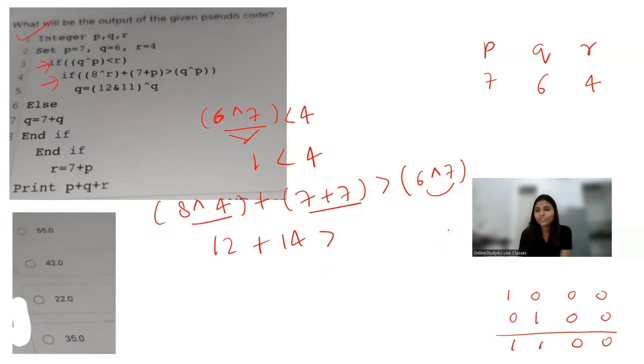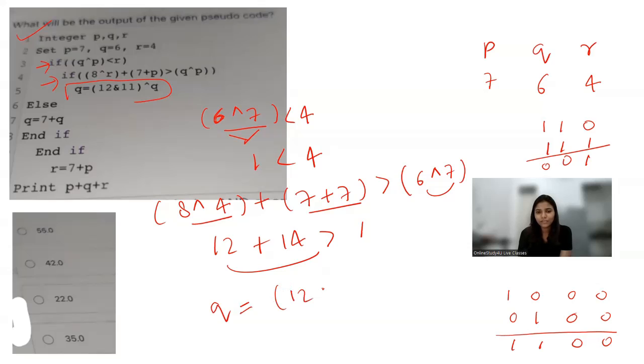So again, let's find out 6 XOR 7. 6 will be 1, 1, 0 and 7 will be 1, 1, 1. So the XOR will be 0, 0, 1. So it will be 1 and the rest are 0. So it will become 1. So yes, for sure, it will be greater than 1. So this condition is true. We will update the value of Q. Right? So let's update the value of Q.